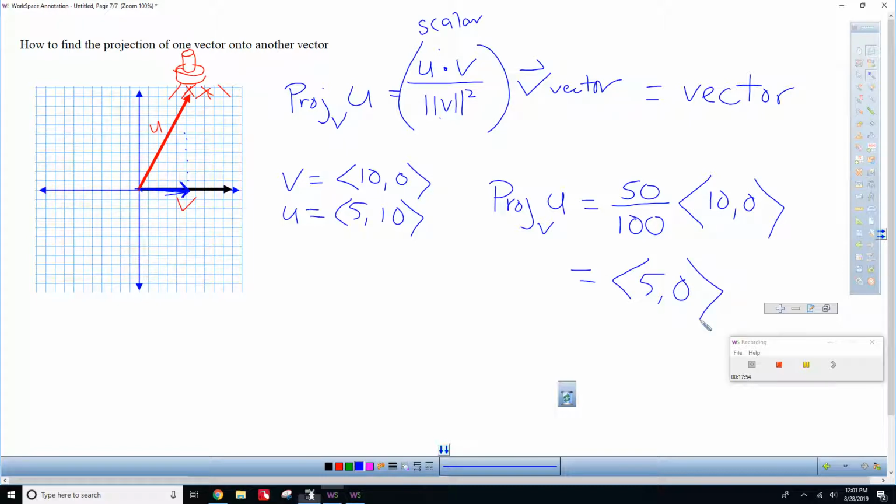So that is how much of vector U is in line with vector V. How much of U is going in the direction of V. In physics, that's going to be a very important use. Okay? All right. I hope this helps. Kind of a long video. I apologize. Boom!